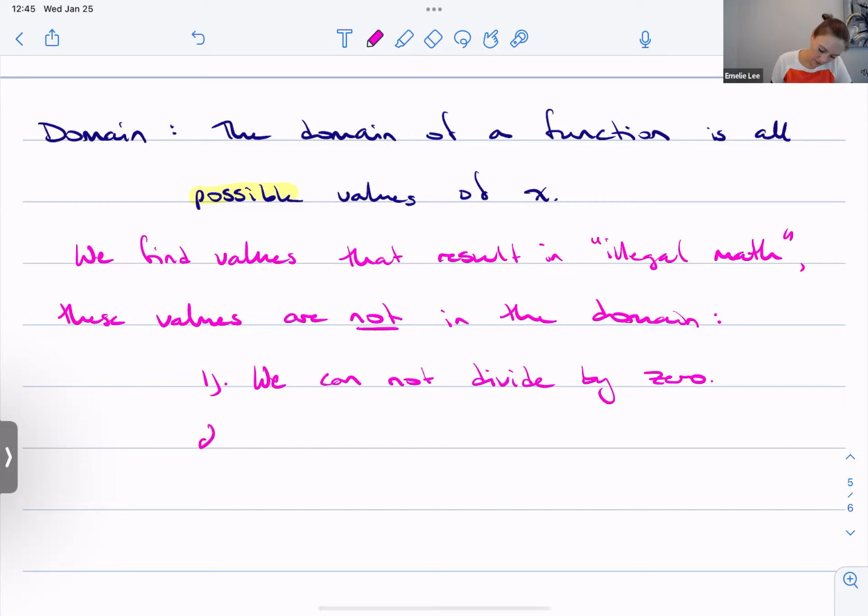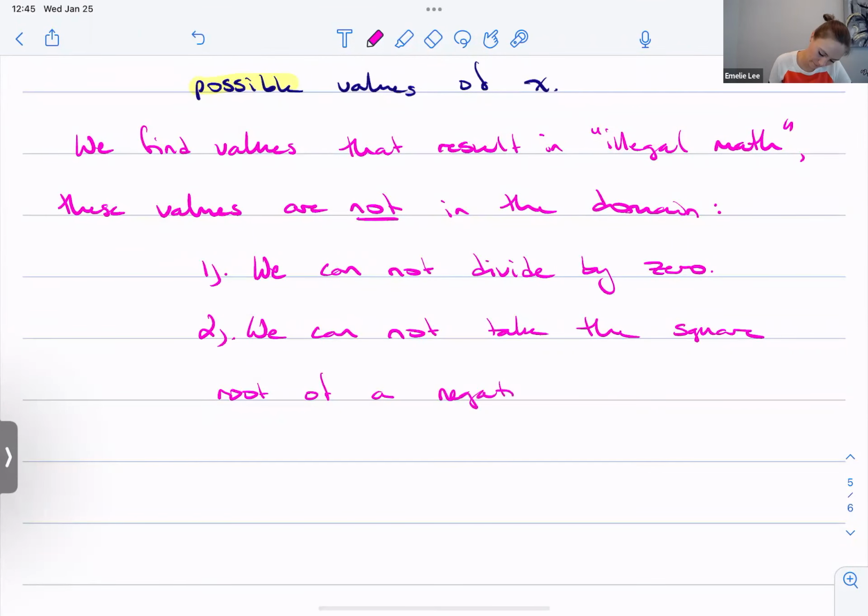The second illegal math is that we cannot take the square root of a negative number. So if you have a function that involves a square root and you have an x in the square root, any value of x that yields a negative number in the square root has to be taken out of the domain.